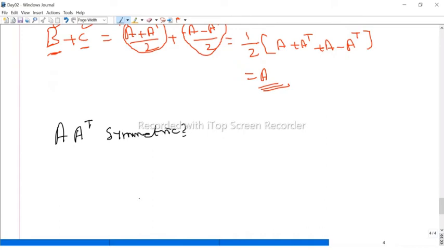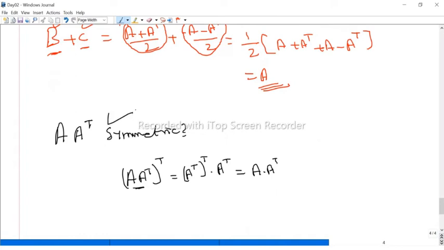So therefore we have to check that the transpose of this matrix gives itself. So you take the transpose, what will you get? By the definition, the transpose of a product of two matrices is nothing but the second matrix transpose into the first matrix transpose. But A transpose transpose is nothing but A. So we call this matrix B, and we get B transpose equal to B. Therefore this is a symmetric matrix. A into A transpose is a symmetric matrix.